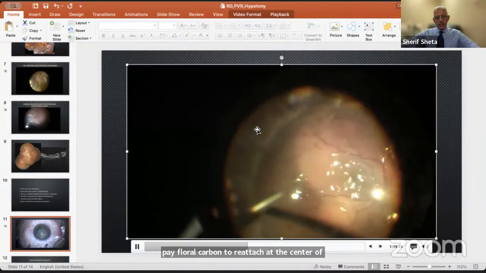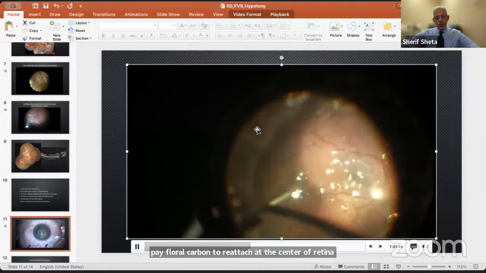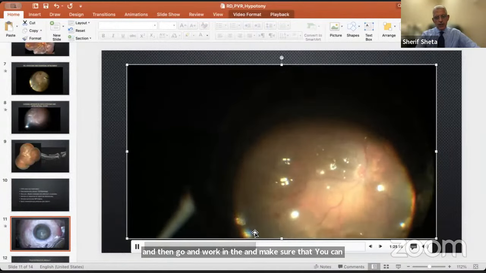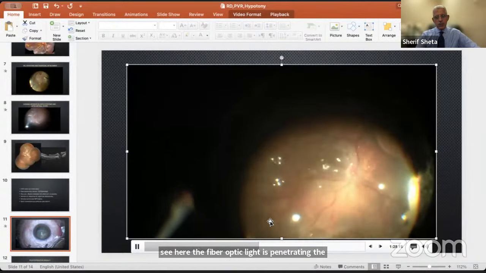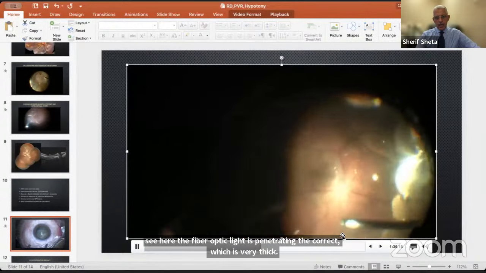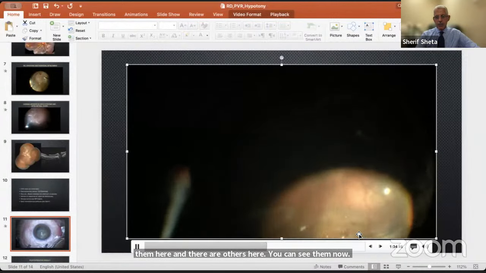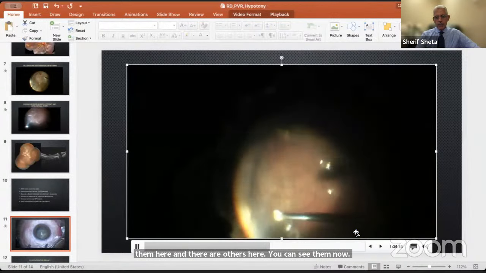And make sure that you can see here the fiber optic light is penetrating the choroid, which is very thick. There are multiple superior breaks. You can see one of them here, and there are others here. You can see them now. And these tears are responsible for the chronicity of the retinal detachment.